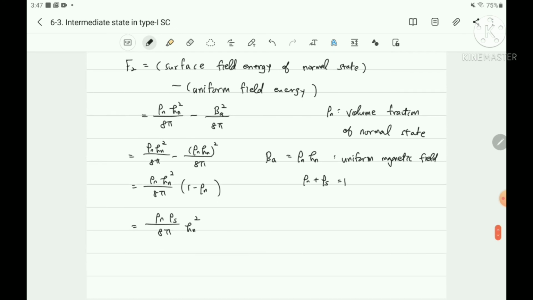And this is the excess energy density at the surface due to the domain structure.